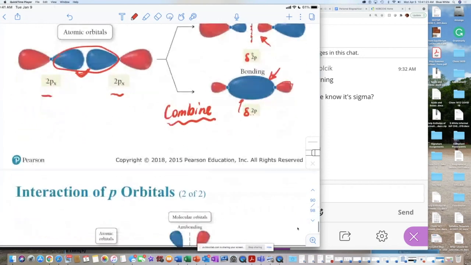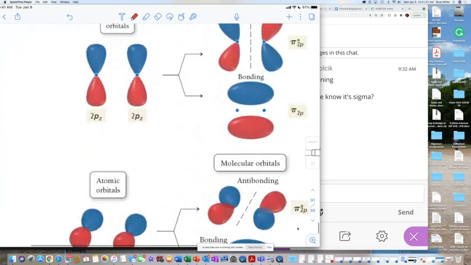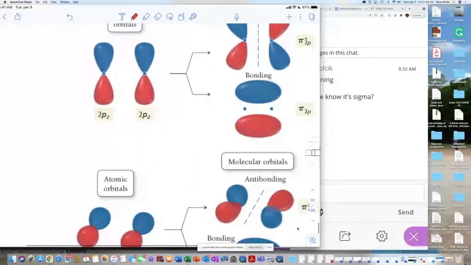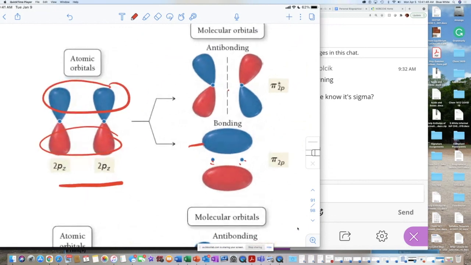Okay. Let's see what's happening in the pz and py. pz, these orbitals are side by side, right? So when they interact, the blue region overlaps to give you this part here. The red region overlaps right here. We actually end up with a node here, but it's no big deal. Here, we end up with antibonding.